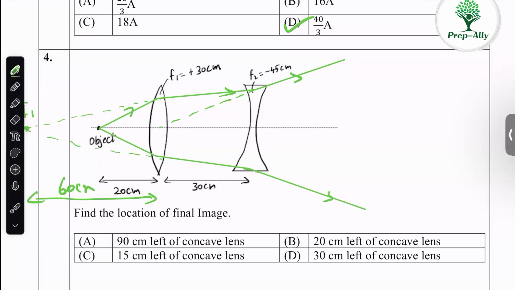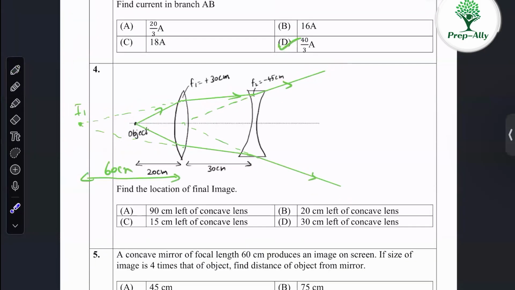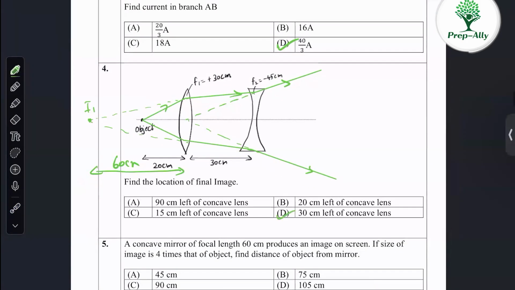So afterwards, it will look like it's coming from the... okay, just ignore this part. So that will be the final answer.